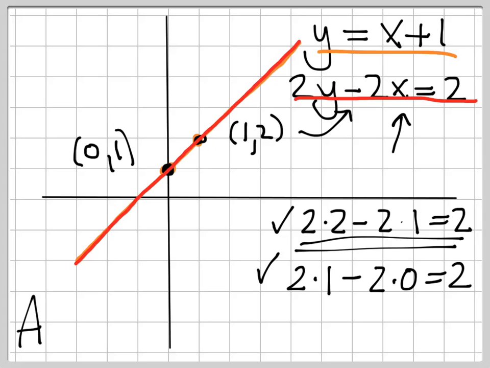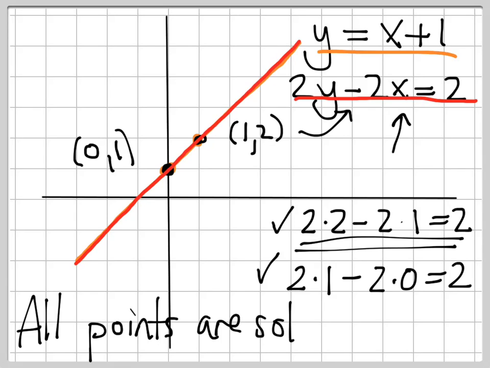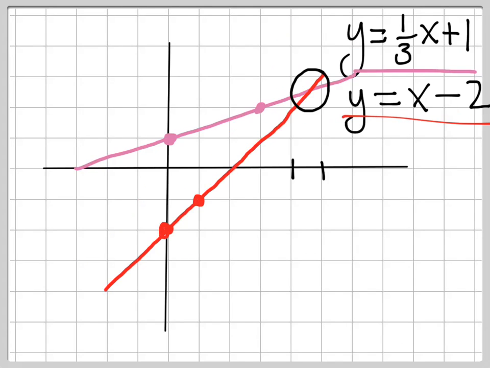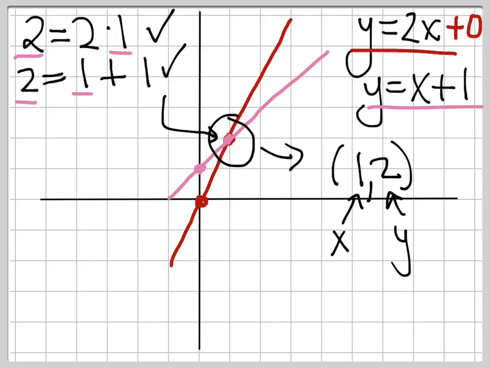That means all points are solutions to both. So here's a case where we have lots and lots of points, giving us solutions to both. So the possibilities, and you can see, are when we have two lines which are skew, that aren't parallel, they're going to intersect once.